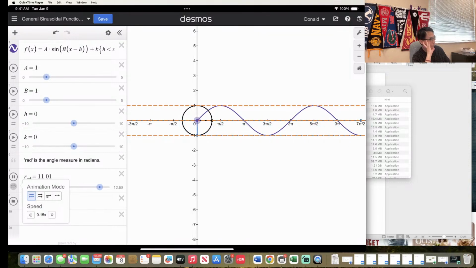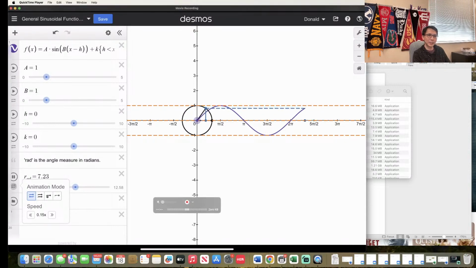Mr. Yale, is the thing on the y the -1? Where it reaches 3 pi over 2, it's -1. Yeah. Okay, so this is the actual graph. It's sinusoidal. It's basically a sine graph.